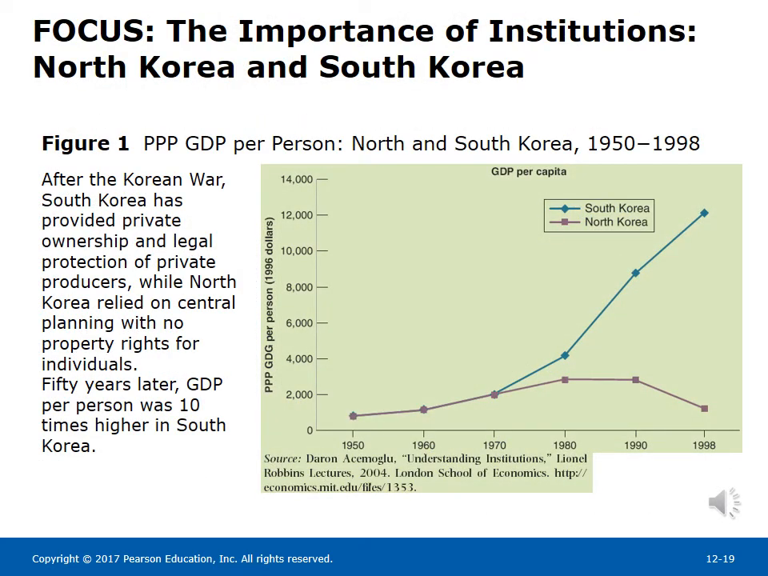Focus: the importance of institutions, North Korea and South Korea. Figure 1 shows PPP GDP per person, North Korea and South Korea, 1950 to 1998. South Korea has provided private ownership and legal protection of private producers, while North Korea relied on central planning with no property rights for individuals. 50 years later, GDP per person was 10 times higher in South Korea.